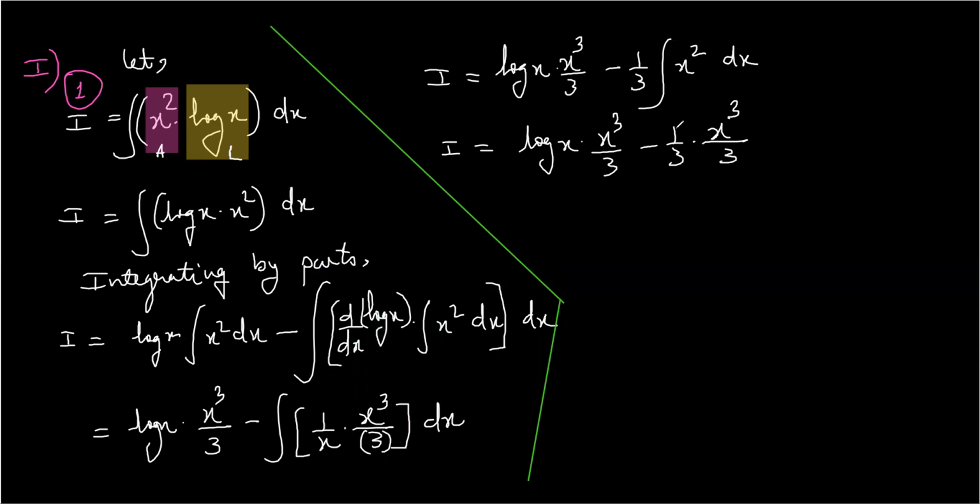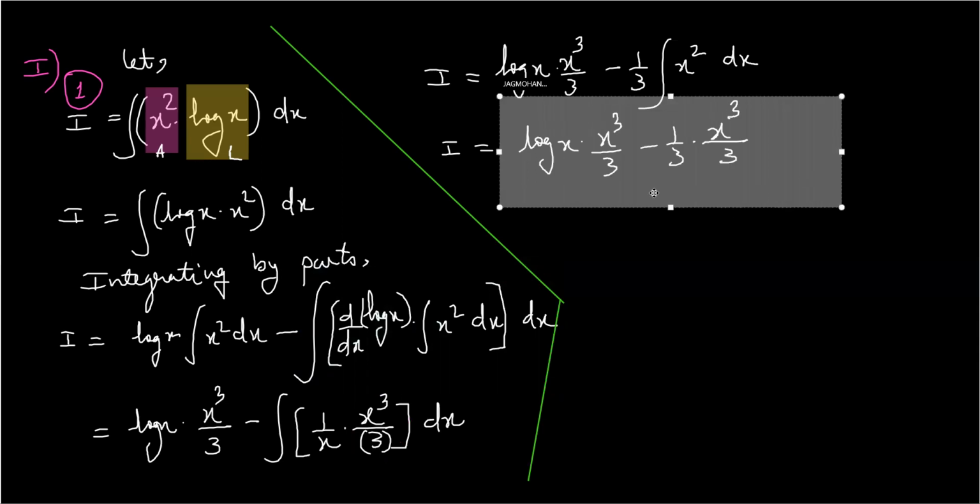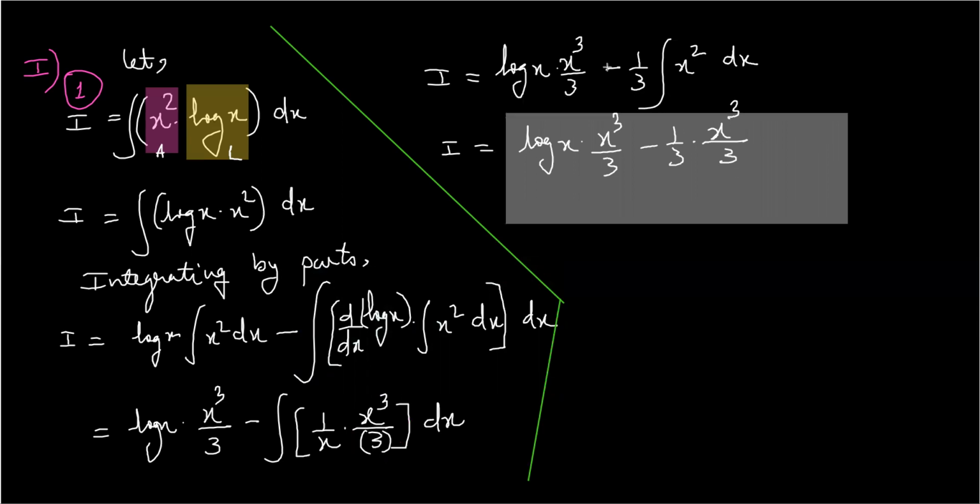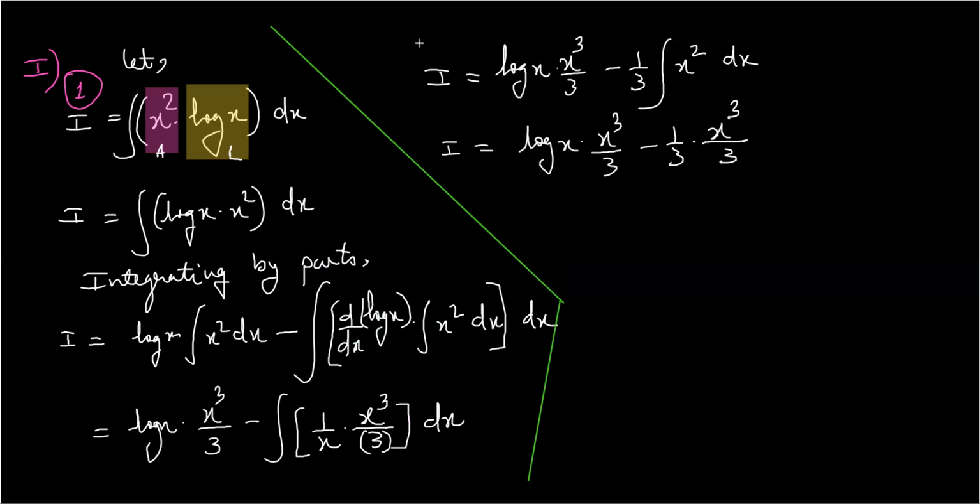Now what you notice is that you have no integral sign here. Do you see any integral sign here now? No. There are no integral signs here. So once you notice that you are left with no integral signs, you add the constant of integration. You add the constant of integration only when you see no integral signs. So here we add c. So I equals log x into x cube upon 3 minus x cube upon 9 plus c. This is the final answer.